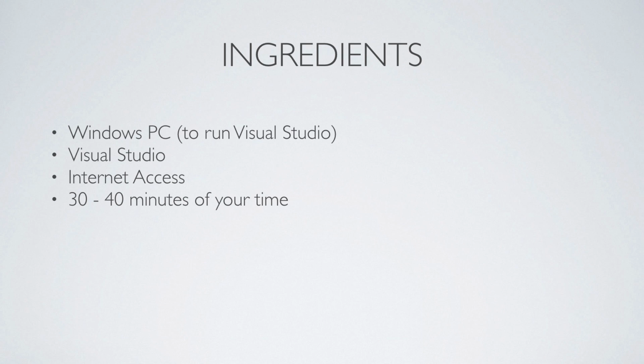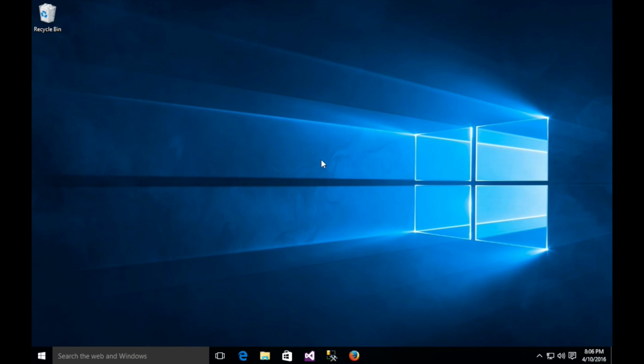Okay, and the ingredients, well, a Windows PC to run Visual Studio. Visual Studio, obviously, internet access, possibly not mandatory, and then 30 to 40 minutes of your time. Now, you could be pedantic and say you don't actually need a Windows PC to run .NET code, but for the purposes of this video, we will be using such a PC.